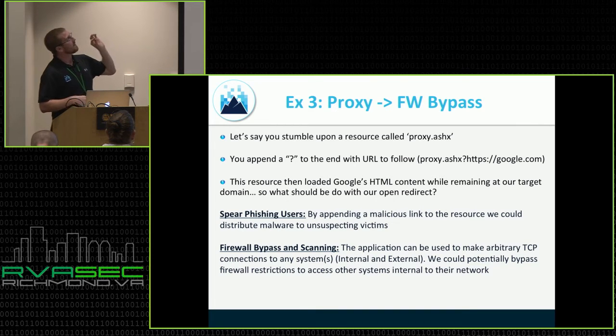Example 3. Let's say you stumble upon a resource called Proxy.ASHX. Found this in a mapping application a couple months ago, and it was essentially there to give a functionality so if a domain doesn't play nice with the cross-origin resource sharing, the CORS policy, that you could still have it reach out to that domain.